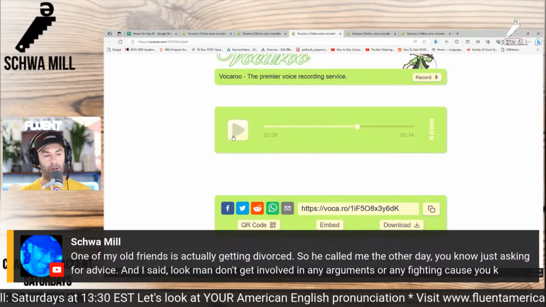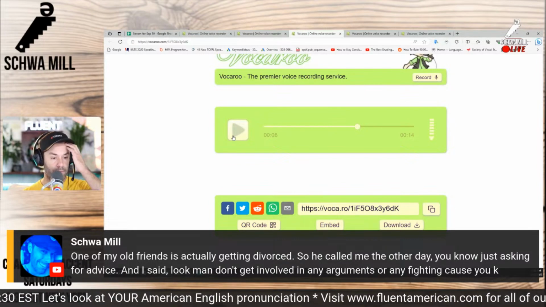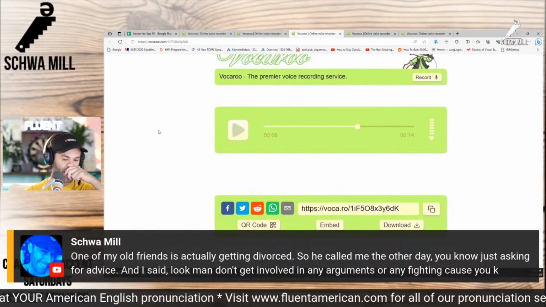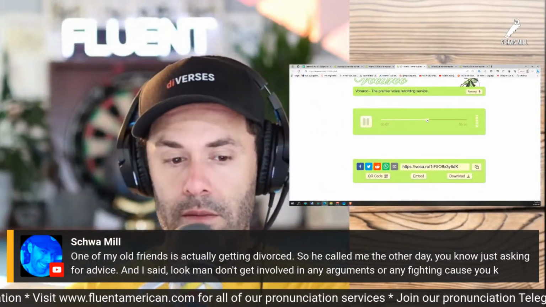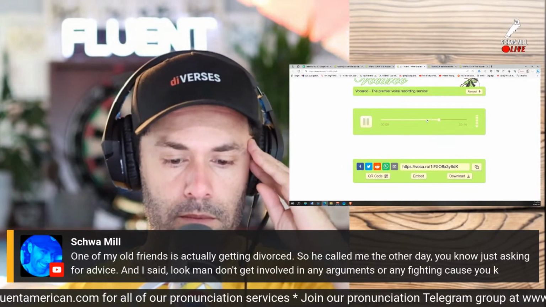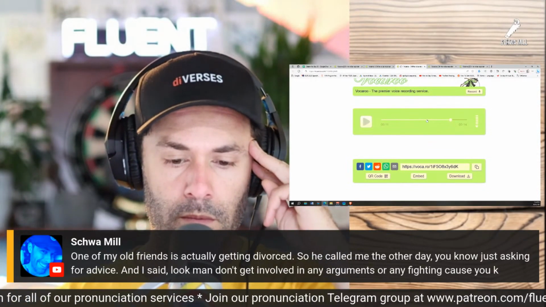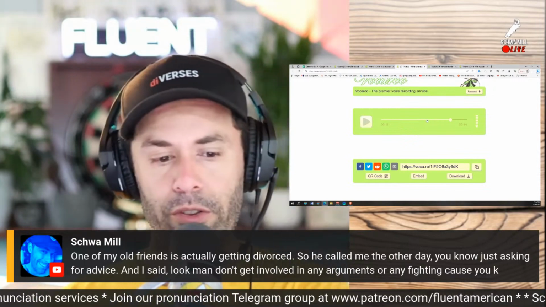Remember, the vowels are always going to be the central part of a word, not the consonant sound. So I'll just try to expand on that a little bit. I think that would be very helpful. Don't get involved in any arguments or any fighting. Another thing too, when you're going from one thought group to the next.